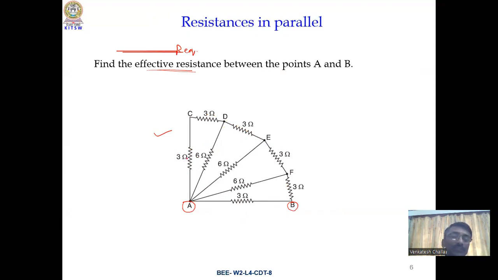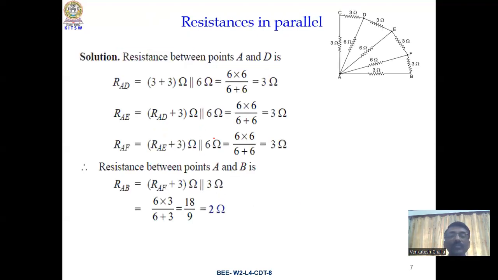See here, 3 and 3 are in series. 3 plus 3 becomes 6 ohms. That comes in parallel with 6 ohms. So 6 and 6 in parallel again becomes 3 ohms. If two resistors of the same value are connected in parallel, then the equivalent single resistance will be half of that one. 6 ohms and 6 ohms connected in parallel give an equivalent resistance of 3 ohms. So like that you have to solve step by step.